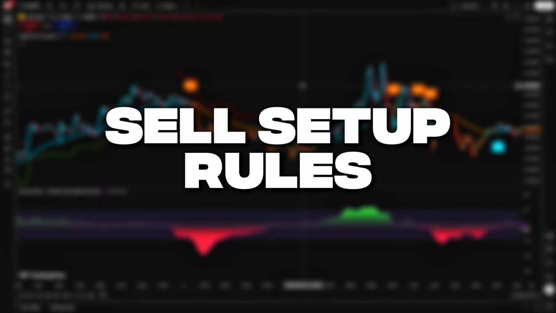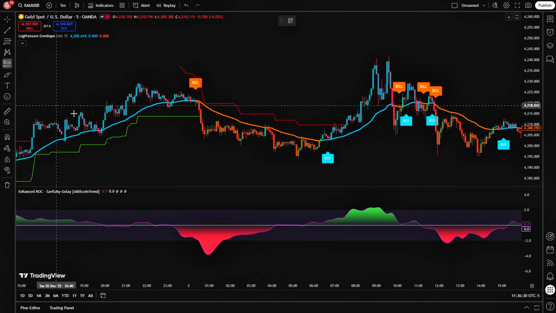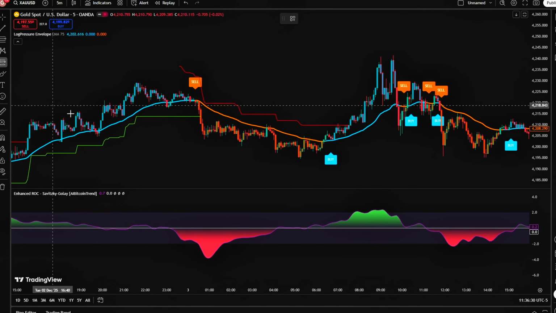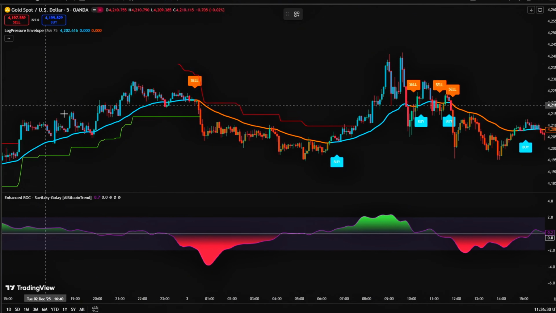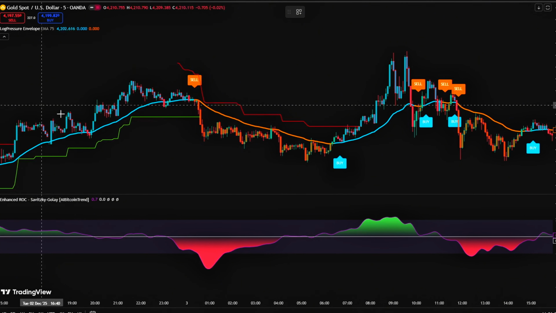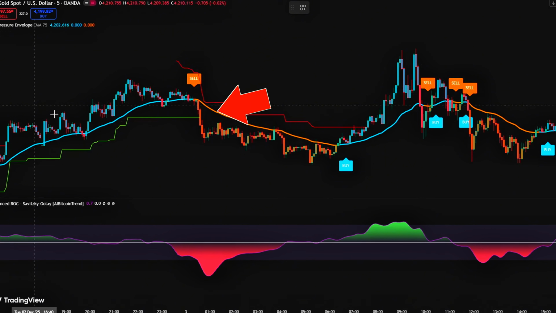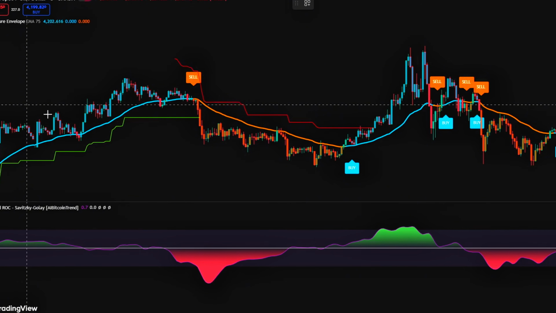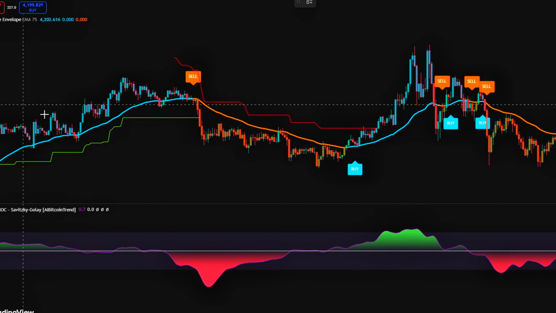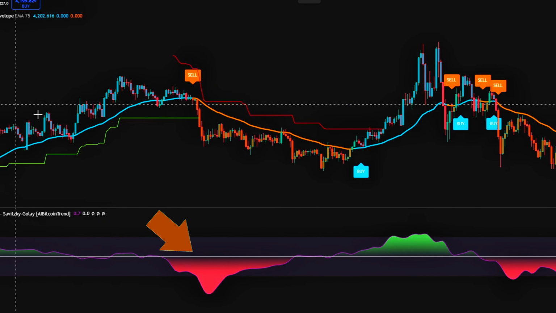Sell setup rules. Only take a sell trade when all conditions align clearly and in the correct sequence. First, the log pressure envelope must print a clear sell signal on the chart. No signal means no trade. Second, the midline must turn orange, confirming bearish structure and showing that price is starting to respect resistance instead of support. Third, the enhanced ROC must be in a red, bearish zone, proving that downside momentum is active and sellers are in control.